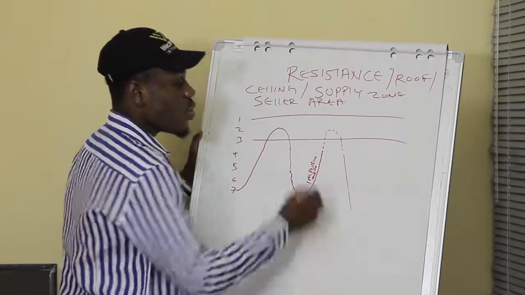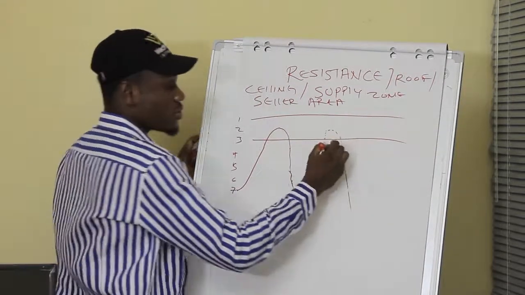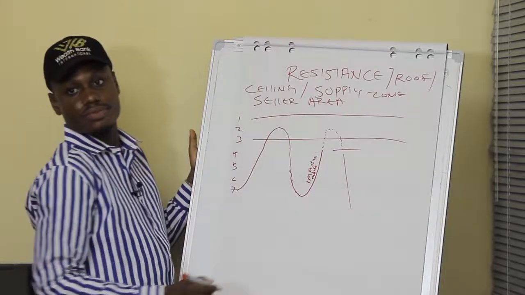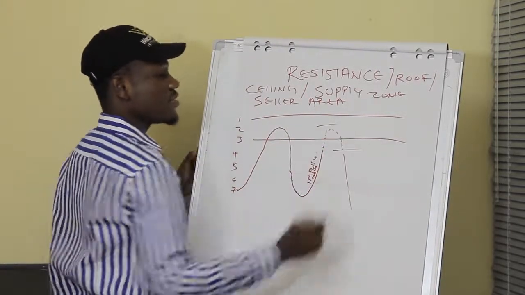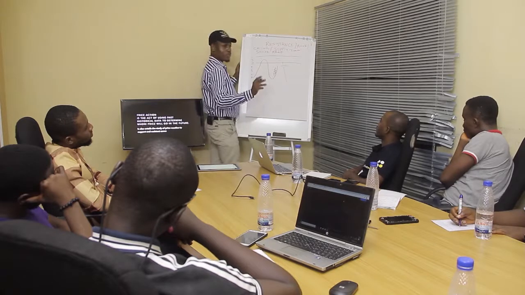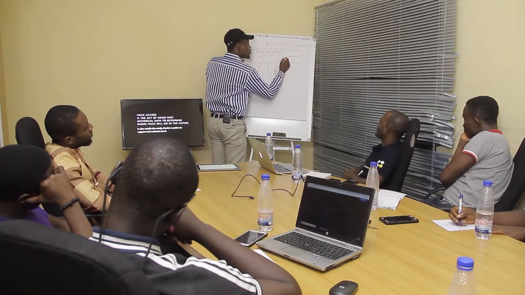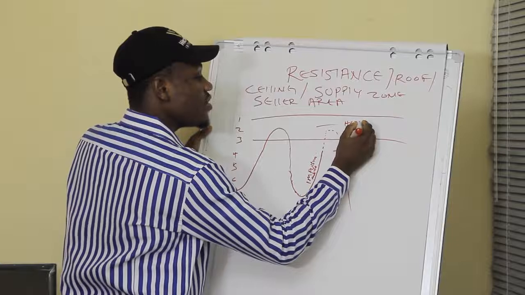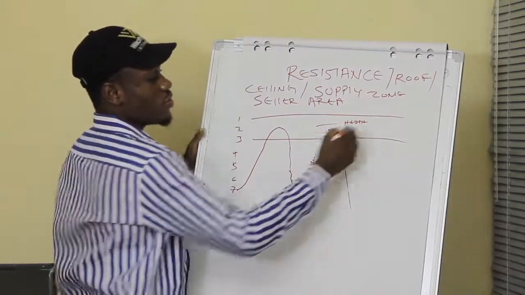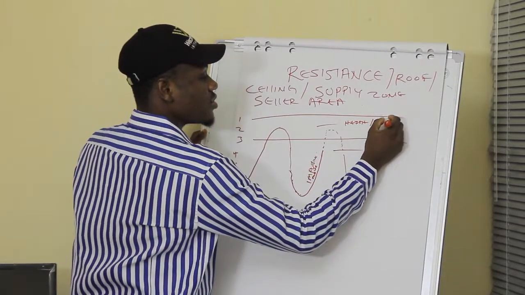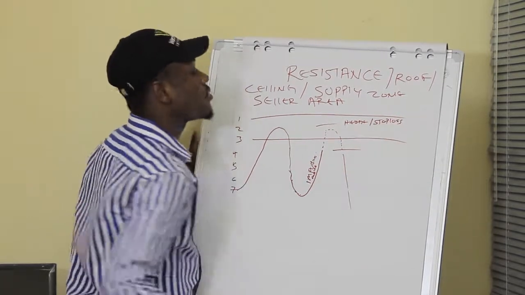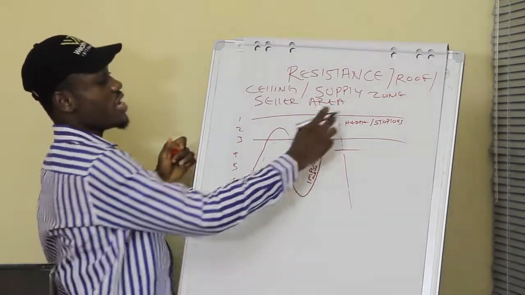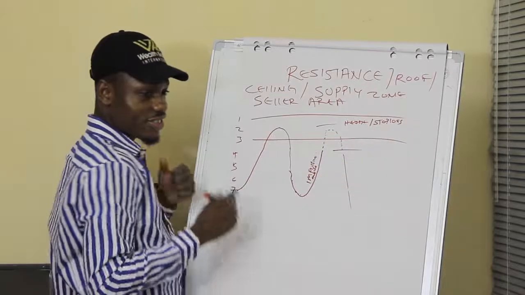So after you have gotten an N bounce, you are supposed to enter here. And you put your stop loss here. For those of us that use stop loss. Those of us that don't use stop loss, you put your hedge here, hedge or stop loss.